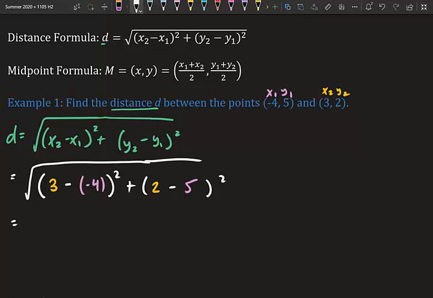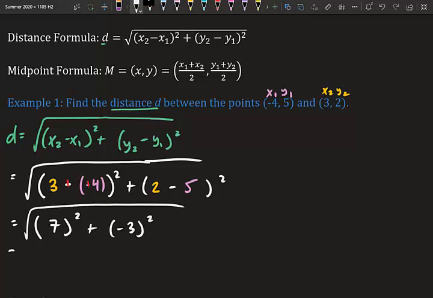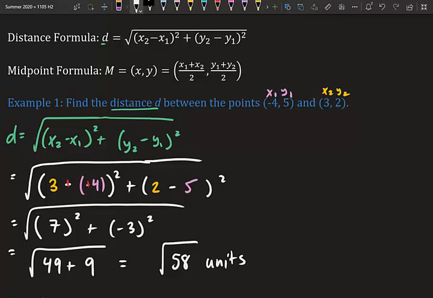All right, let's simplify. So we know positive and positive become plus, or negative and negative become plus. So we have 3 plus 4 is 7 squared, plus 2 minus 5, that's -3 squared. We're going to take the square root of that. So keep simplifying. We have 7 squared is 49. -3 squared is 9. And we simplify that to 49 plus 9 is 58. So the distance is square root of 58 units.